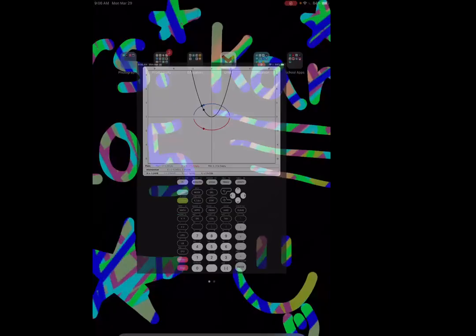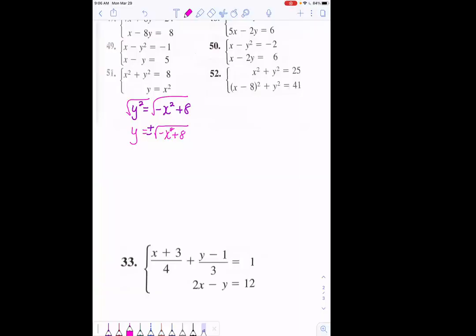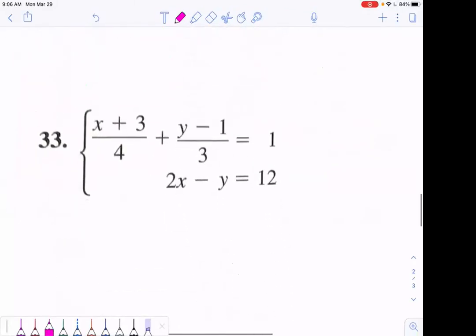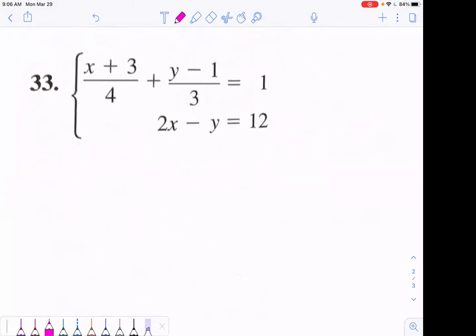All right. So the other one that I wanted to look at was number 33. In number 33, the first equation was a fraction. So x plus y over 4 plus y minus 3 over 3 equals 1. And then the second equation is 2x minus y equals 12. This first equation is still linear because it's just an x term and a y term. So these are both lines. We can use elimination. But before you use elimination, you need to kind of change that first equation a little bit to make it look a little nicer.